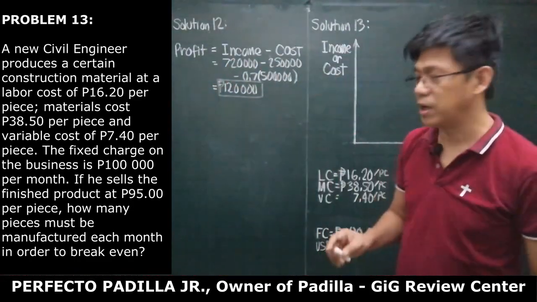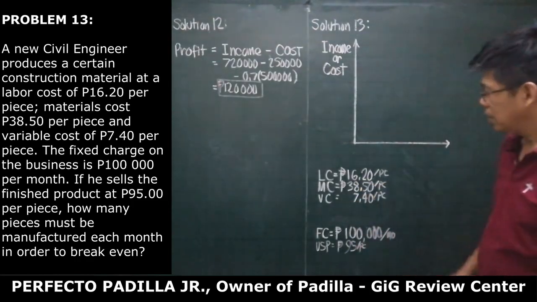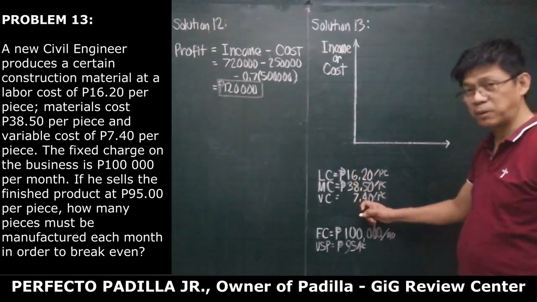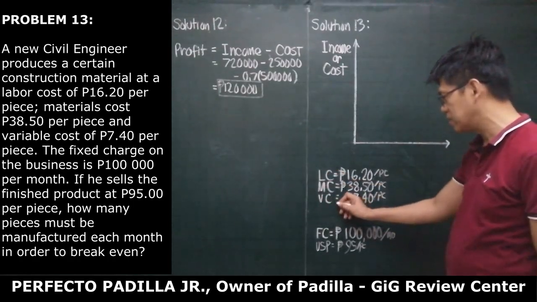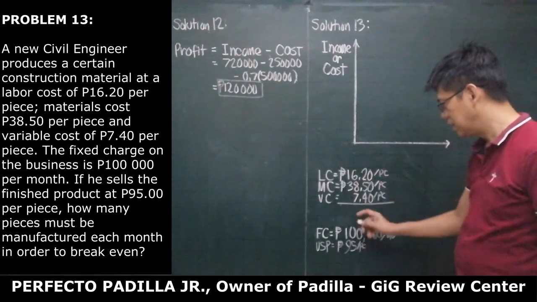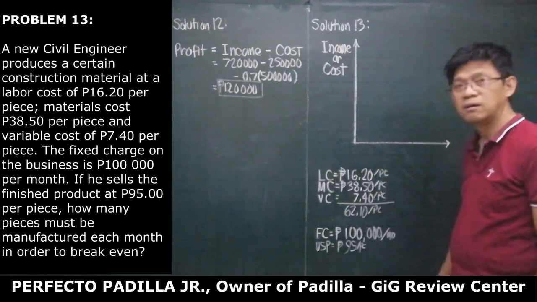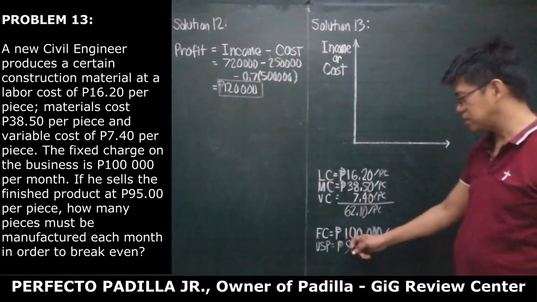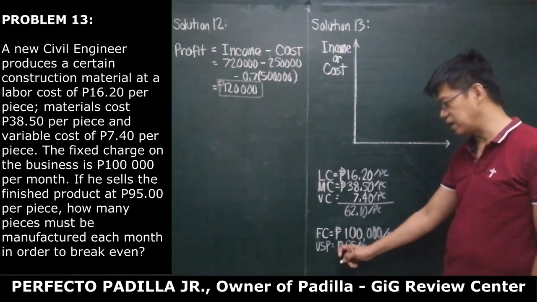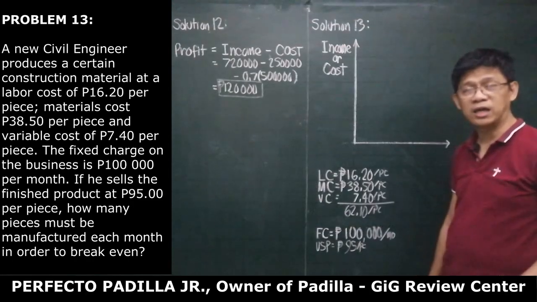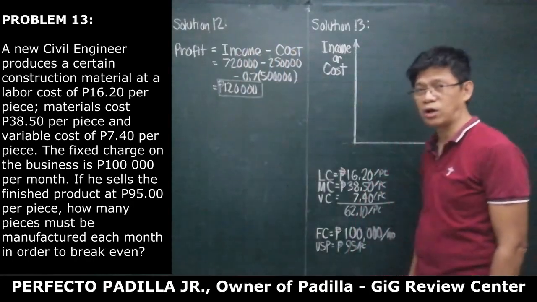Pag sinabi nating break even, ibig sabihin walang profit. So, if we will add all our unit expenses, the labor, material, and the variable cost, this would be 62.10 per piece. Ngayon, the fixed cost or expenses is 100,000 per month and the unit selling price is 95 per piece. Para walang income, the profit is 0, income must be equal to the cost.